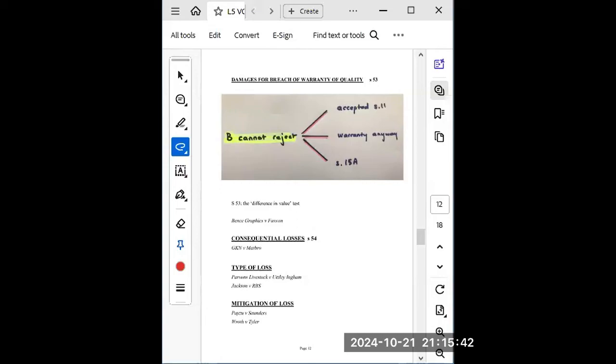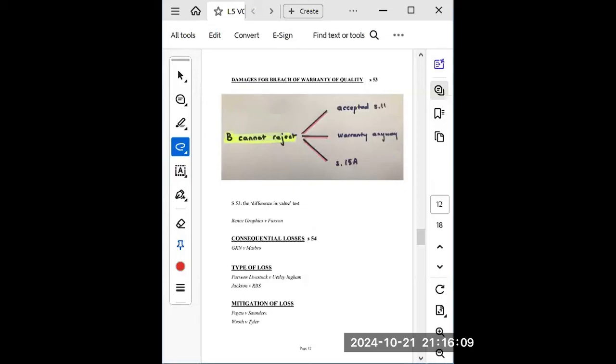Section 54 is essentially the second limb of Hadley against Baxendale. The general rule is the buyer can recover if the seller knew of special circumstances, and this certainly includes the buyer's loss of repeat or future orders from customers. See the case of GKN against Mayborough.